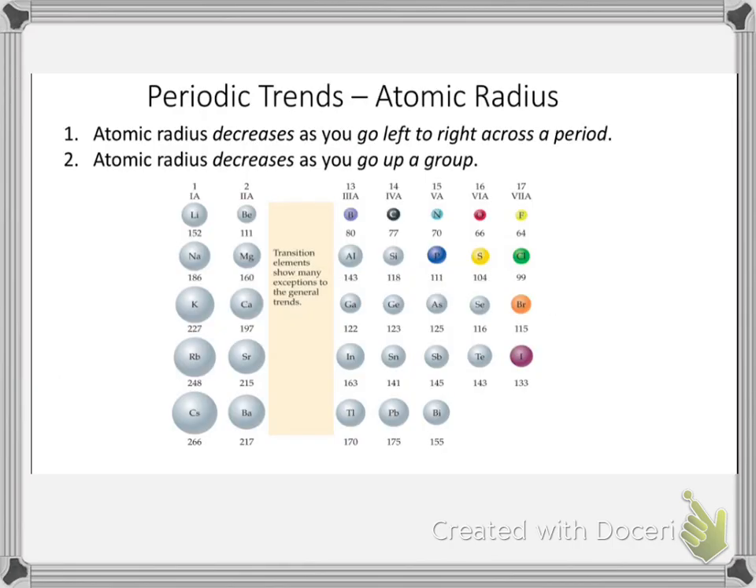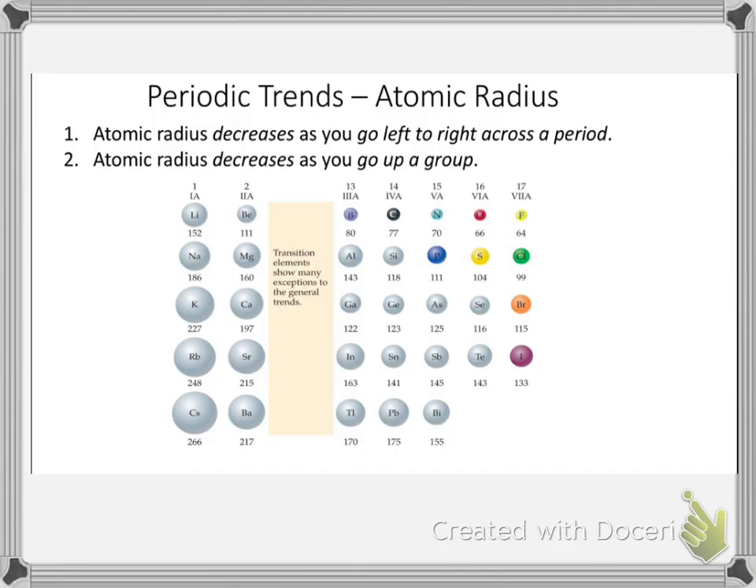There's actually three trends we're going to look at: atomic radius, so that's the size of the atom, the metallic or non-metallic nature of an element, and then ionization energy. So we're going to look at those three. And at the very end of the video on the periodic table, like you'll have for the exam, I'm going to write all the trends on one periodic table.